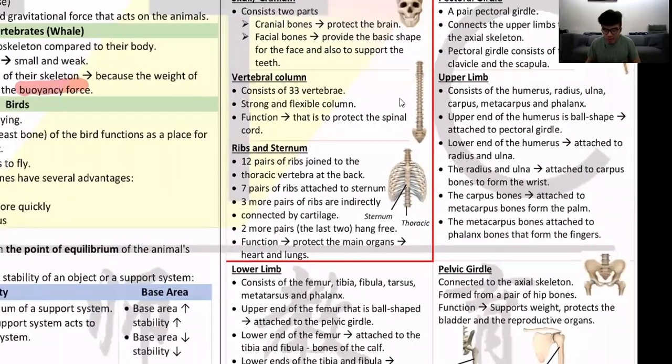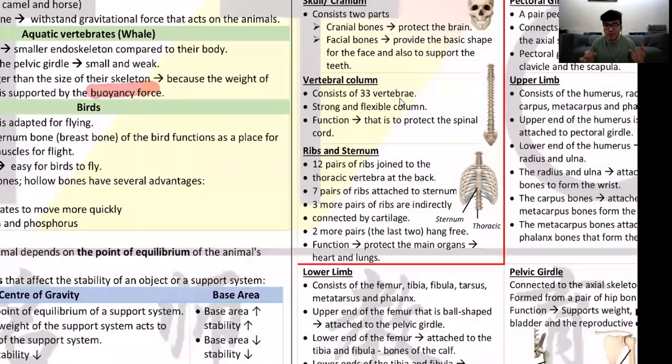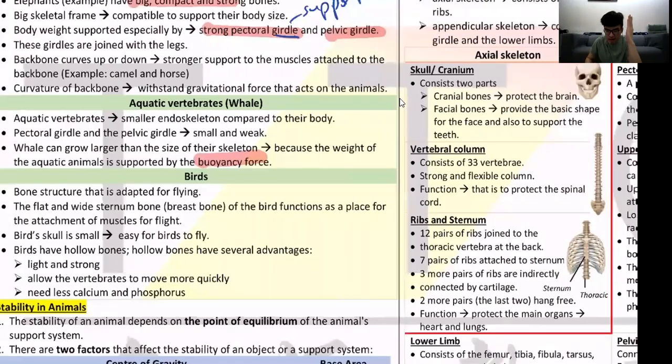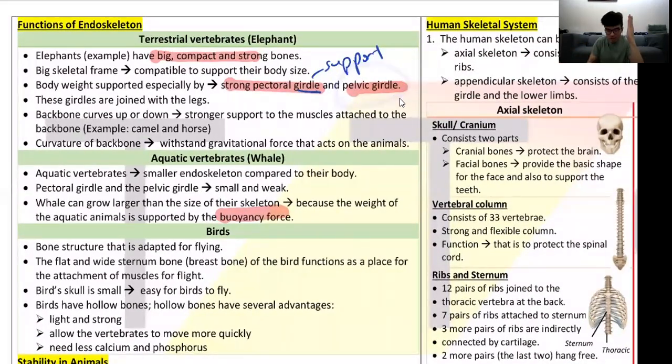The most important bone in your body is your vertebral column, which is your backbone. When I'm building a building, I build the column first. After I build the column, I will build the floors. Let's say I'm building a terrace house with 2 floors. I build the column first, then the first floor, then the second floor. So the bottom floor is your pelvic girdle, and then your upper floor is your pectoral girdle.